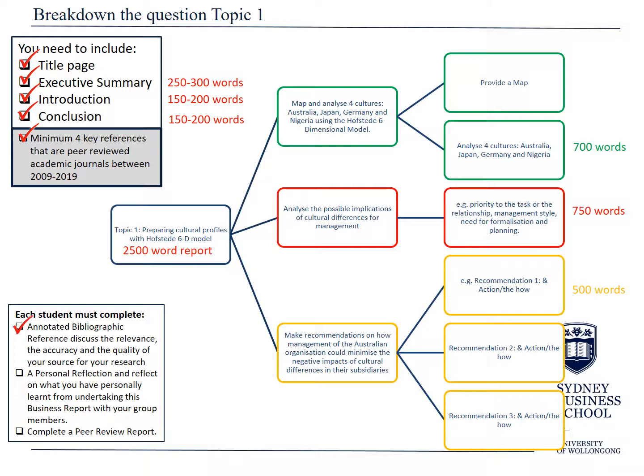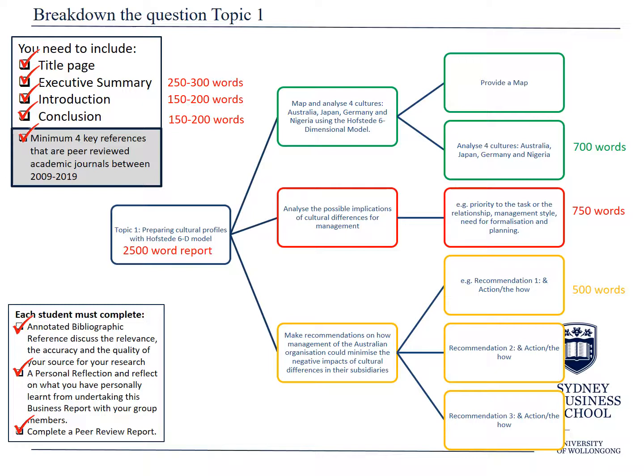Each student within your group must provide an annotated bibliographic reference, which is in Harvard UOW style, and you must discuss the relevance and accuracy and the quality of the source in relation to your research. Also include who's who, so put your name next to that as well. Each team member must provide a personal reflection and reflect on what they have personally learnt from undertaking the business report with their group members. And finally, you must complete a peer review report on each member of your team.